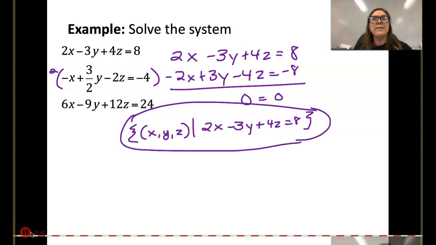Okay, so that's where we get the infinitely many solutions. So it's the set of all tripled orders such that they fall on the line 2x minus 3y plus 4z equals 8.